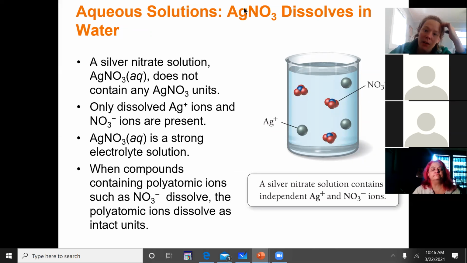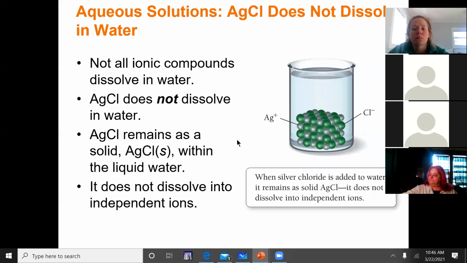If you have an aqueous solution with a polyatomic ion, the material will break apart, but the polyatomic ion usually doesn't break apart, okay? It stays as a packet because in this case, like the silver nitrate, the bond between the silver and the nitrate is weak enough for the water to pull apart, but the bond between the nitrogen and the oxygens within each nitrate packet is too strong to be broken apart by the polarity of the water. So it will stay as a packet.